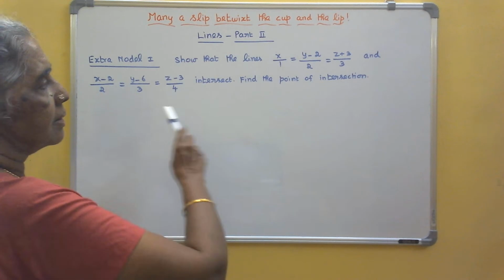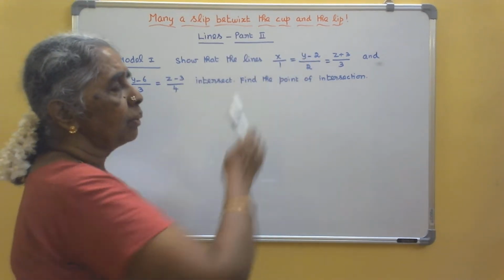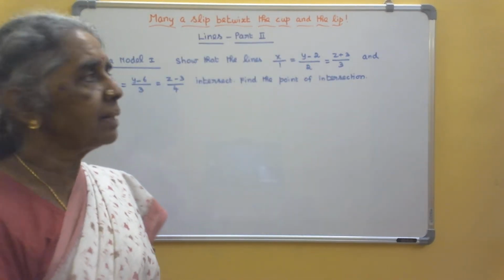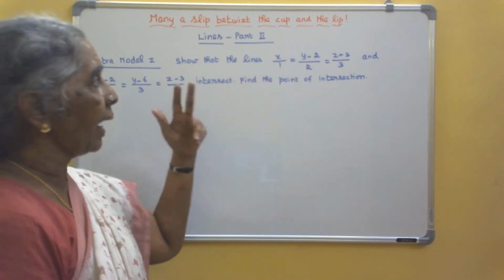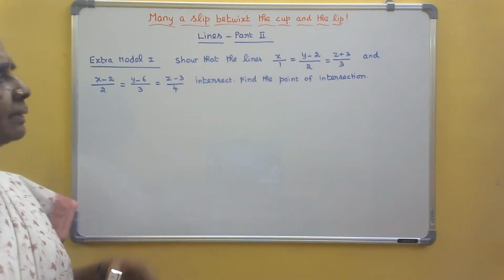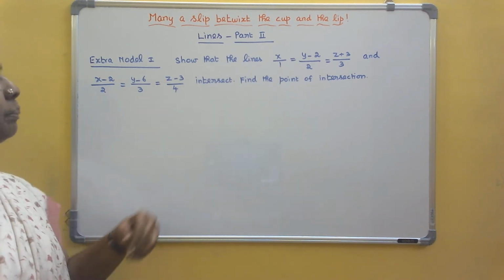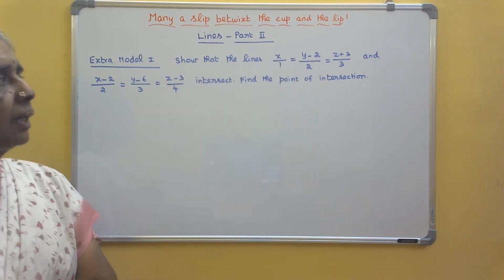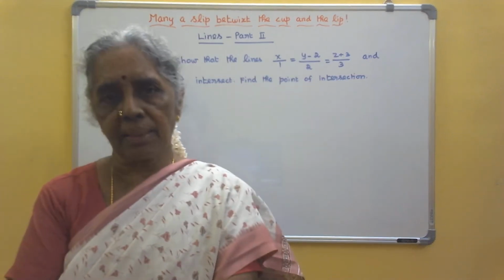Show that the lines x/1 = (y-2)/2 = (z+3)/3 and (x-2)/2 = (y-6)/3 = (z-3)/4 intersect. Find the point of intersection.